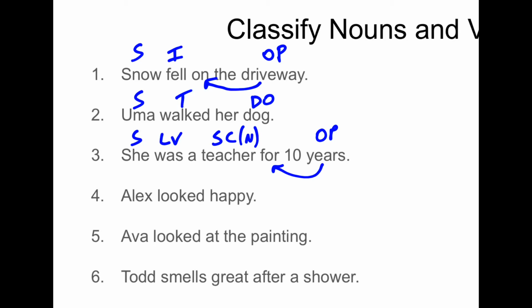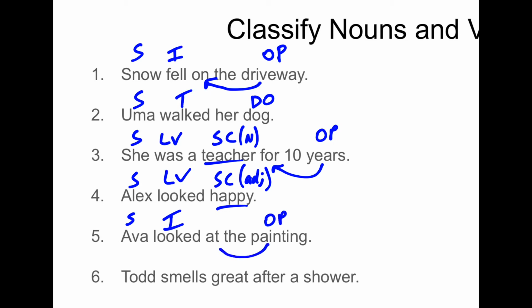Alex looked happy. Subject, linking verb, and this is the subject complement, and it's an adjective. Alex equaled happy in the same way that she equals a teacher. But one is a noun, and the other is an adjective. Ava looked at the painting, this time is an action verb. And it's intransitive because looked what or looked who? We don't have a noun to answer that question. Painting here is the object of this preposition at.